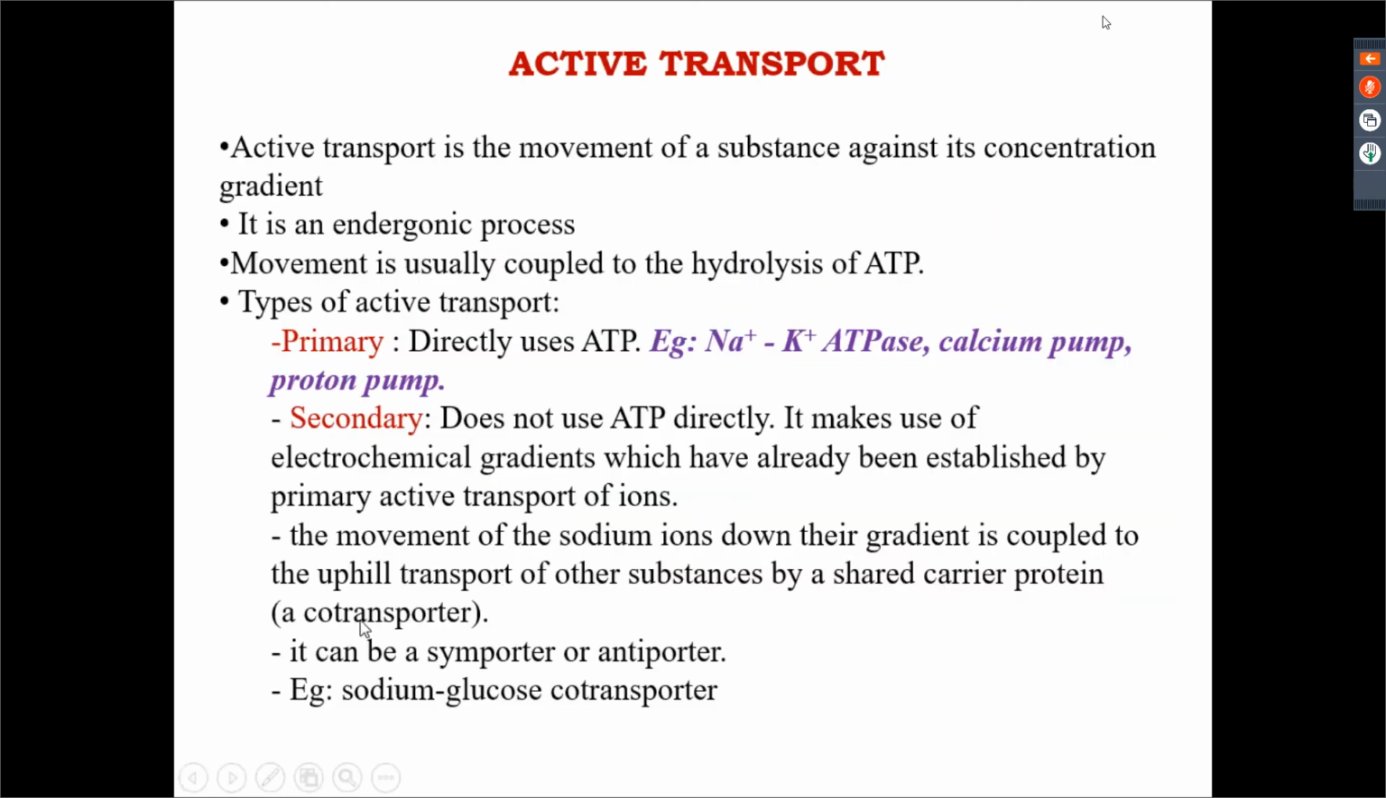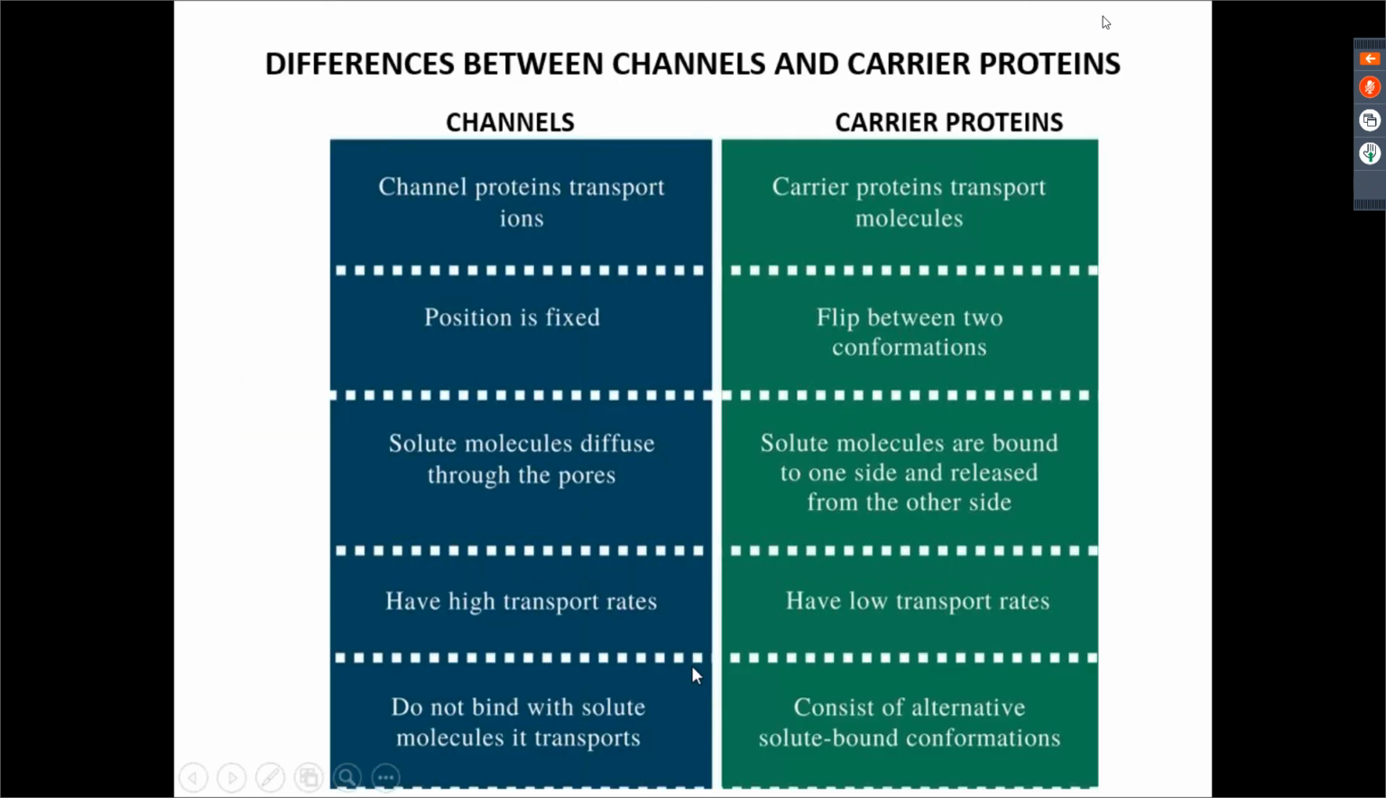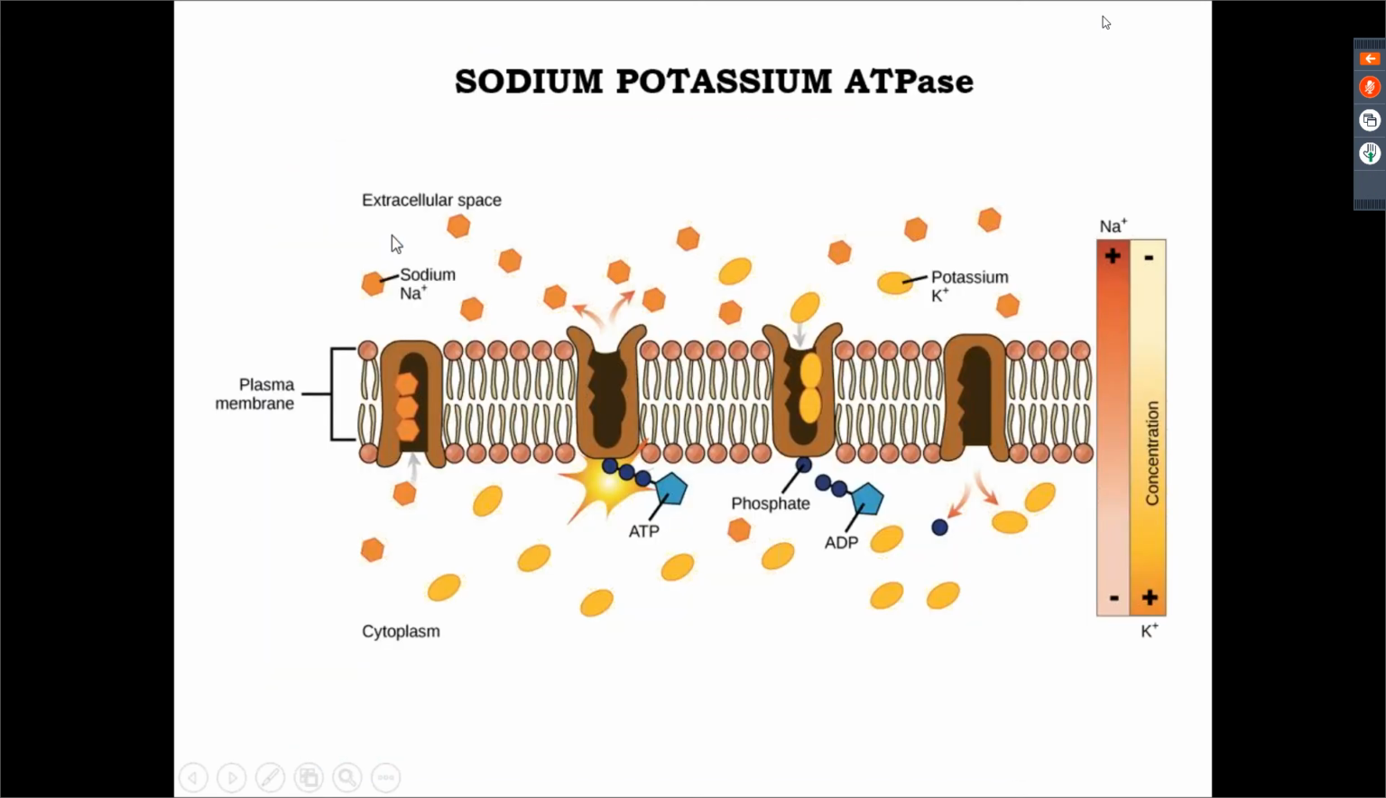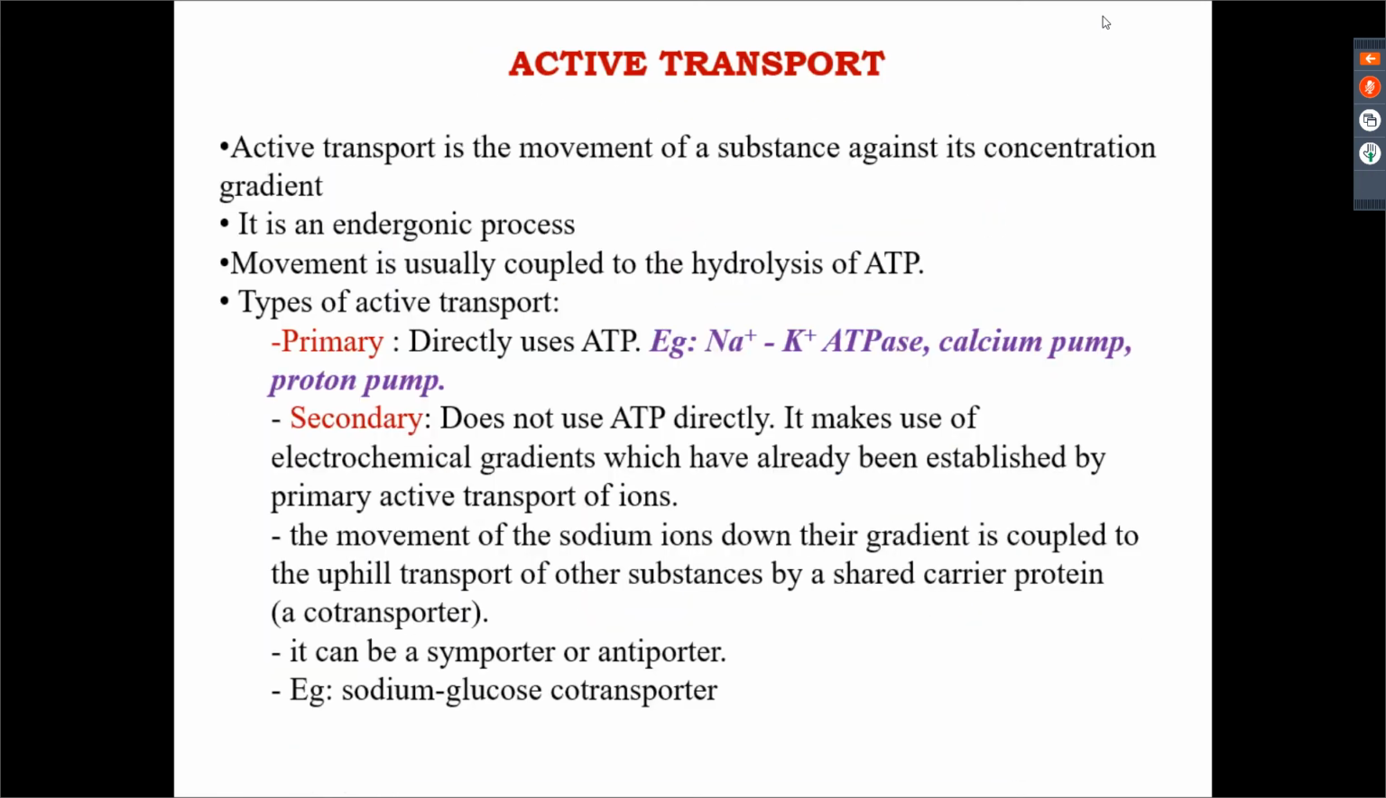A secondary active transport can either be a symporter or an antiporter. What is a symporter and what is an antiporter? A symporter is one in which both the molecules are being transported in the same direction, and an antiporter is when both the molecules are transported in opposite directions. Now, the example of secondary active transport is the sodium glucose co-transporter. We will be discussing it in detail.